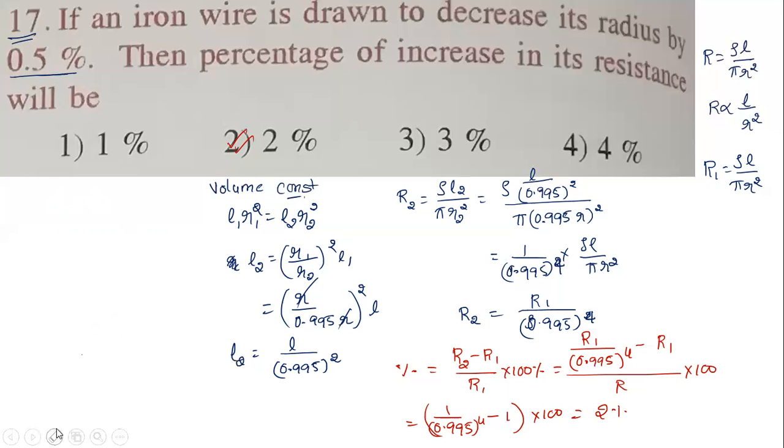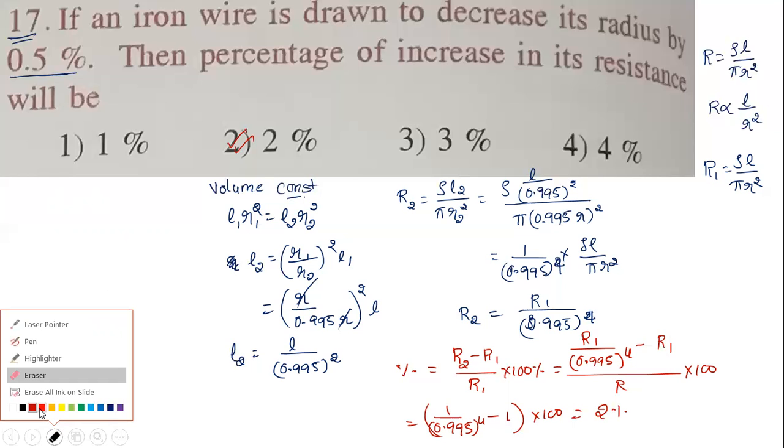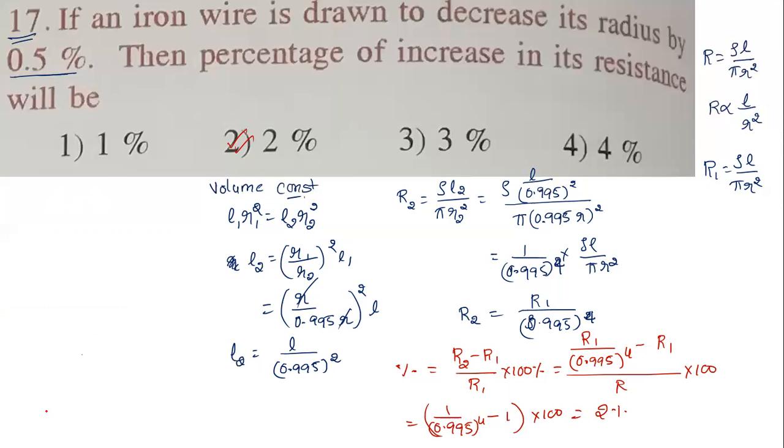Yes, let me take the red color. Okay, so what is given here now? The percentage decrease in radius, that is delta R by R. It is 0.5%, and it is a decrease, right? So I take a negative sign. Okay, that is the negative sign we're going to take.